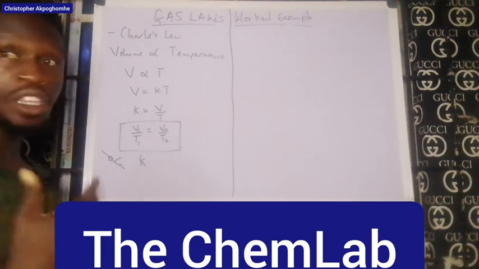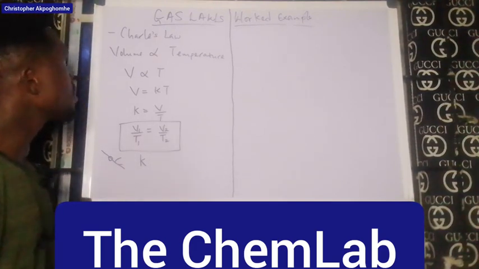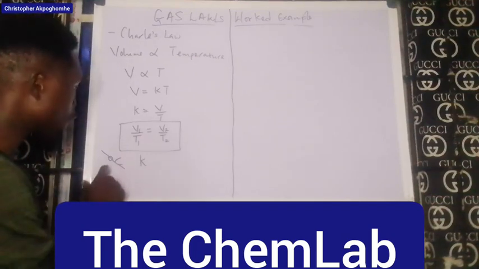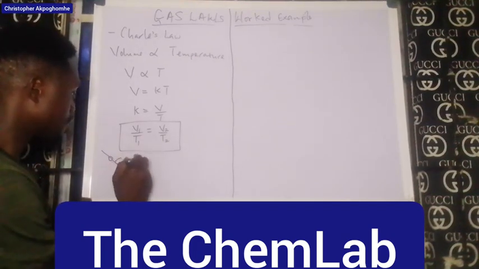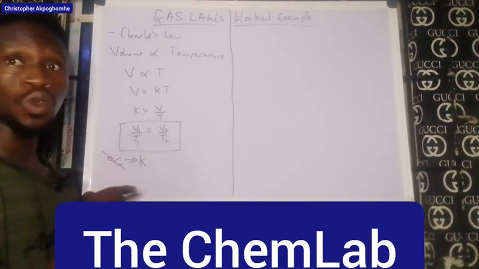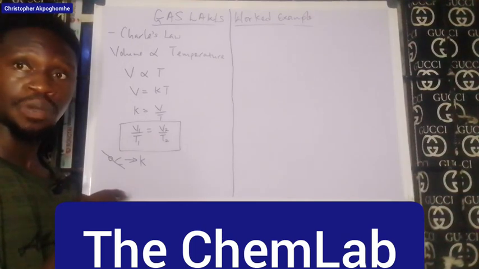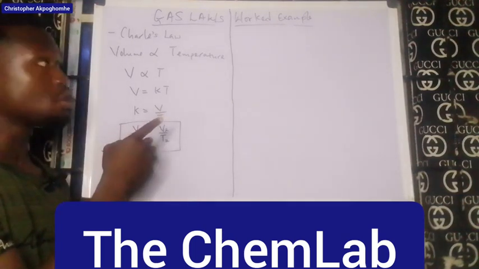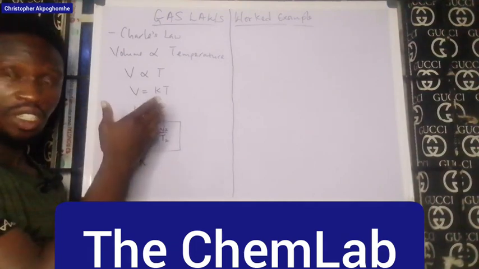So it means that if in a question you are given temperature in degrees Celsius, you would have to convert it to Kelvin before you can use that particular value that was given to you for the temperature to calculate whatever it is you are looking for in Charles law.